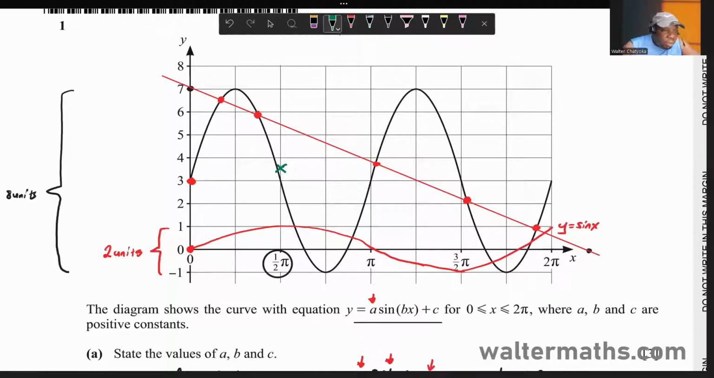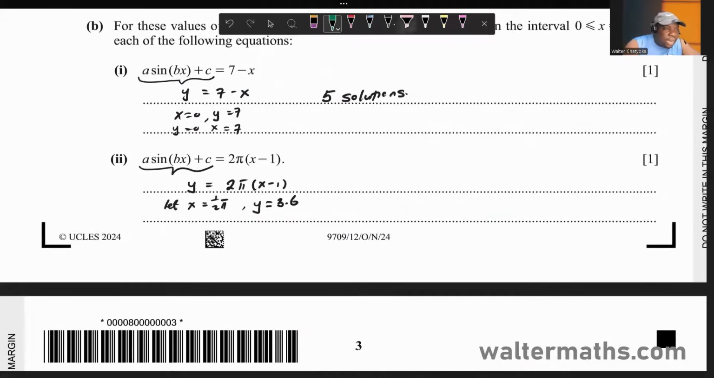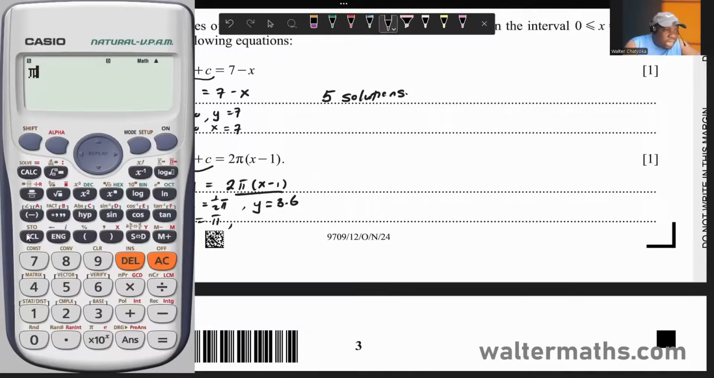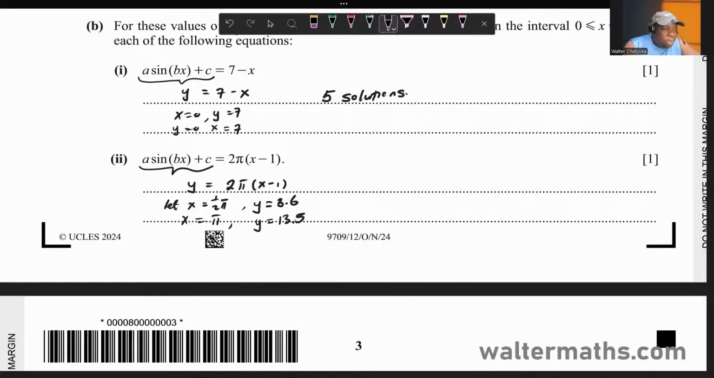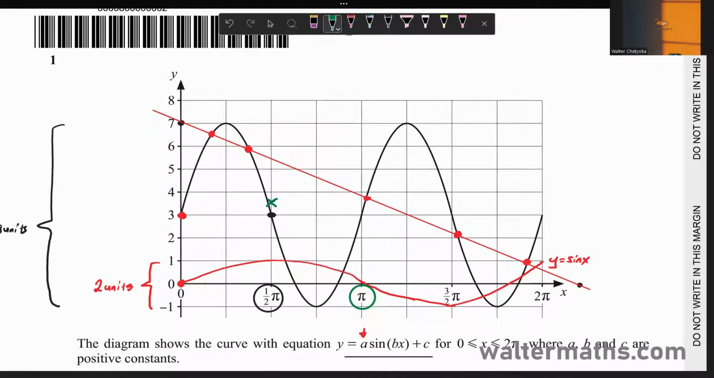Let's also take another value, π. When x has a value of π, and we substitute that for x into here, we will get 13.5. So y = 13.5, which is way greater than 8. So it's π and 13.5, somewhere on top there, all right?